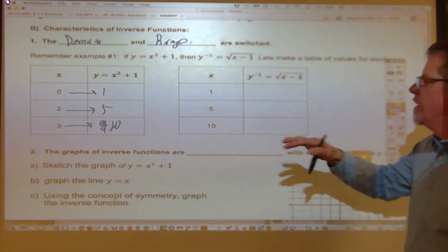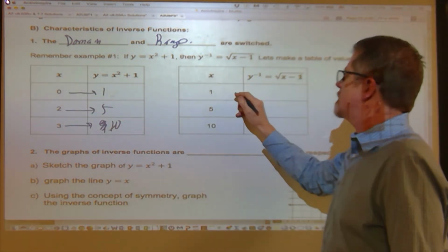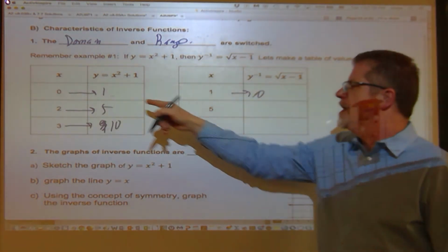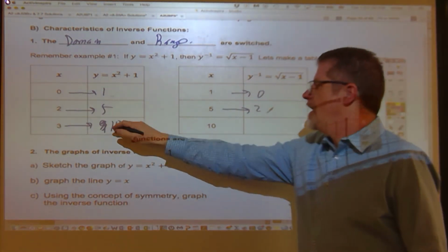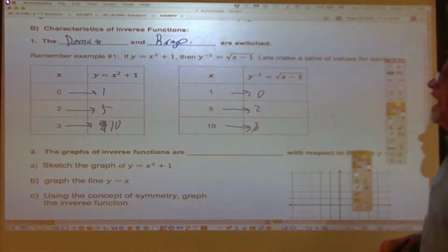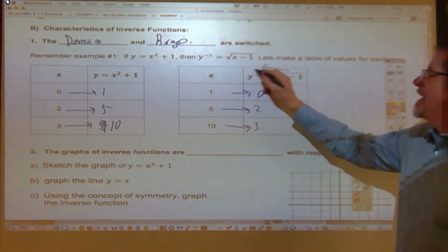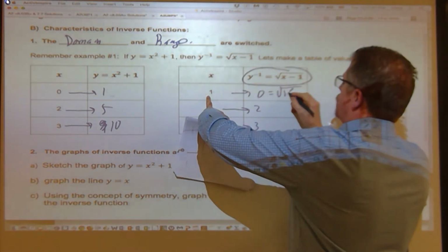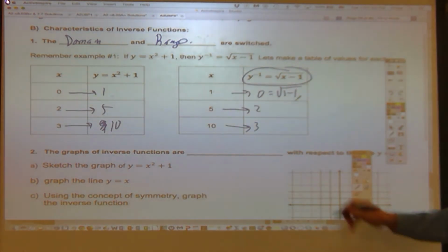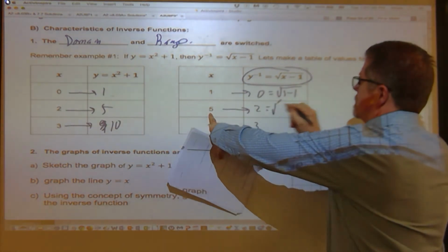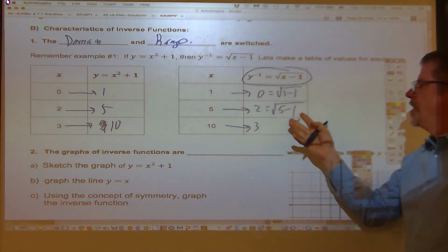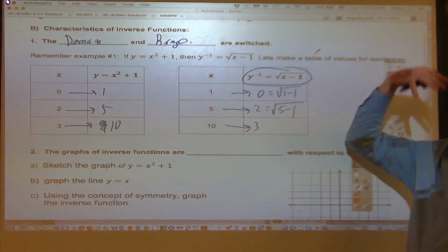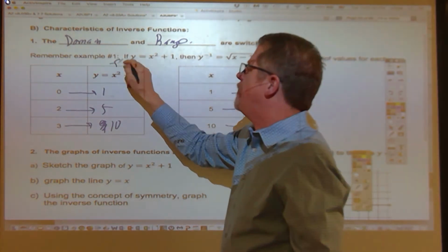What if we start at the end of the movie? This basically tells us that if you start at the end of the movie and watch it backwards, you'll get back to 0. 5 will turn into a 2, and 10 will turn into a 3. How do we know? Because that's what the inverse function does. It takes the square root of the output minus 1, which gets us back to the input. So if the output was 5, just take the square root of 5 minus 1. That's the whole purpose of this inverse function. It's to reverse the process of f. This is f.